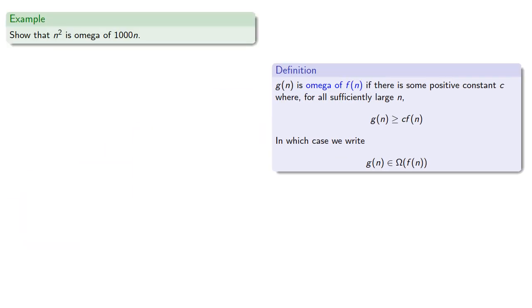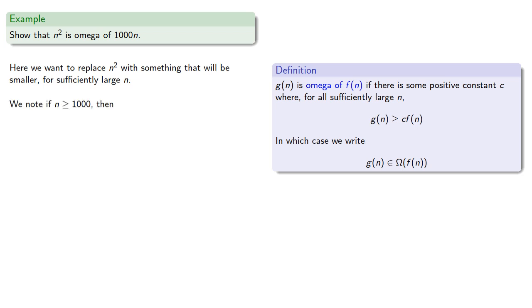So let's show that n squared is omega of 1000n. The idea here is we want to replace n squared with something that will be smaller for sufficiently large n. And in this case, we note that if n is greater than or equal to 1000, then n squared is greater than or equal to 1000n, which is 1 times 1000n, and so n squared is omega of 1000n.